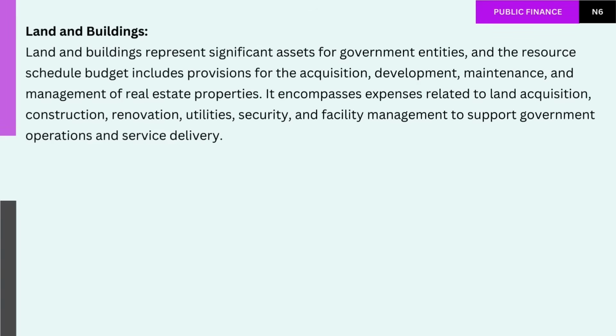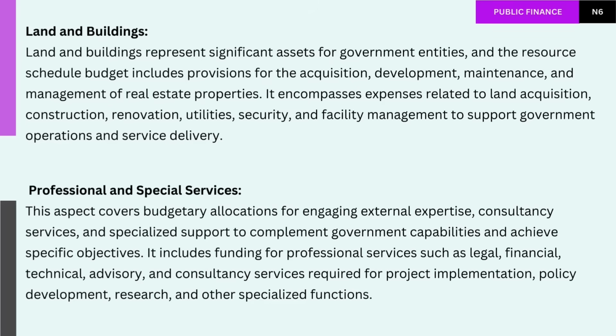4. Land and buildings. Land and buildings represent significant assets for government entities, and the Resource Schedule Budget includes provisions for the acquisition, development, maintenance, and management of real estate properties. It encompasses expenses related to land acquisition, construction, renovation, utilities, security, and facility management to support government operations and service delivery. 5. Professional and special services.